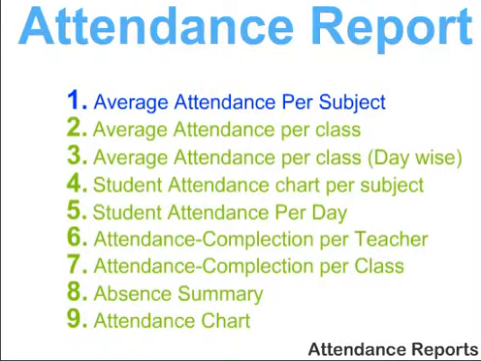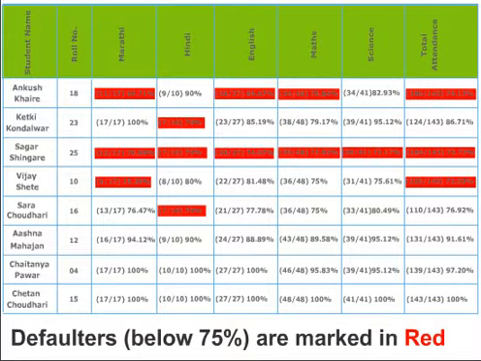As an example, let's take a look at the student's attendance summary. This report shows overall average attendance of a student as well as gives the split at each subject level. The defaulting students are highlighted with red.